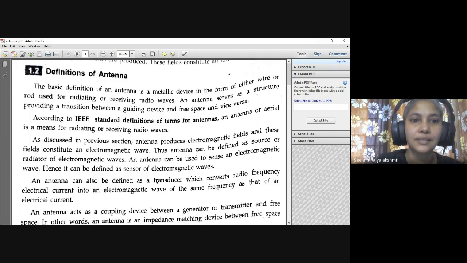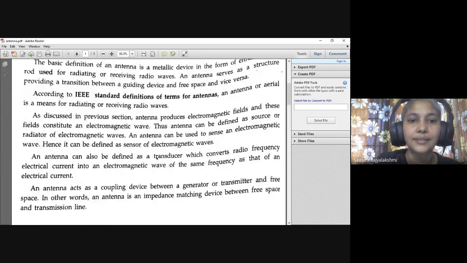As discussed in the previous session, an antenna produces electromagnetic fields and these fields constitute an electromagnetic wave. Thus, an antenna can be defined as a source or radiator of electromagnetic waves. An antenna can also be used to sense an electromagnetic wave. Hence, it can be defined as a sensor of electromagnetic waves. An antenna can also be defined as a transducer, which converts radio frequency electrical current into an electromagnetic wave of the same frequency as that of the electric current.